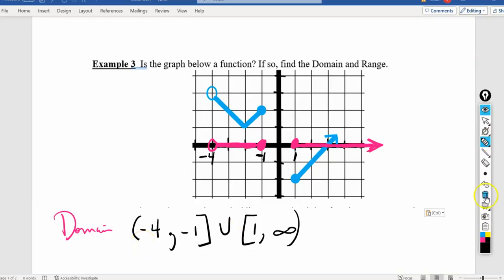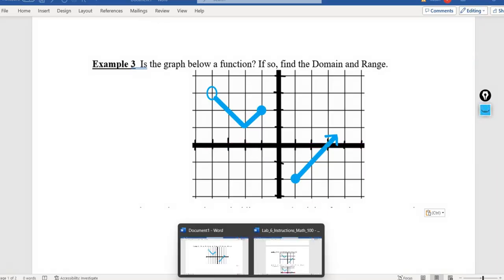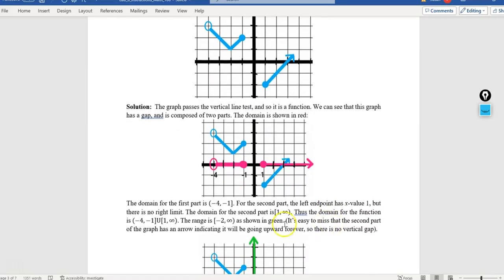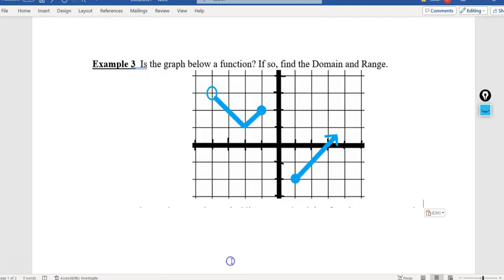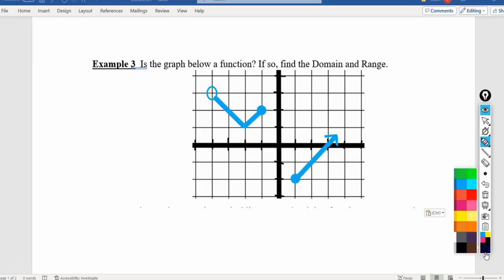So let's check it. All right, so you can see what was drawn there in red. And so we put the two parts together, and we have our domain. Now let's look at range. If you're going to look at range, use the y-axis to measure how tall from bottom to top.